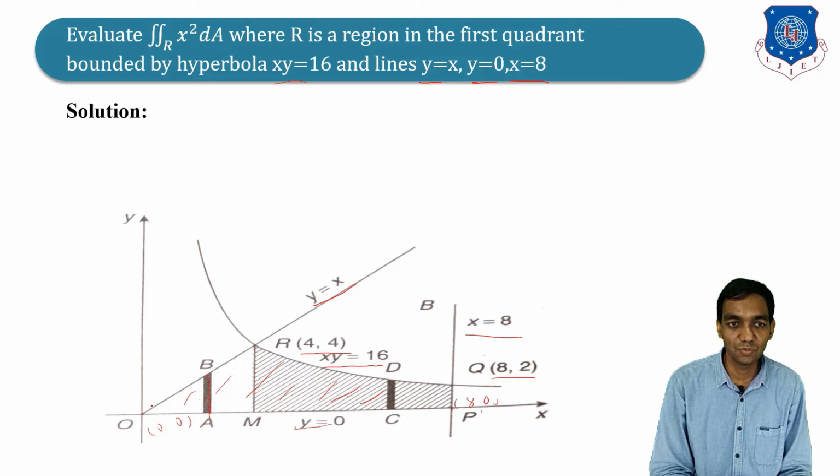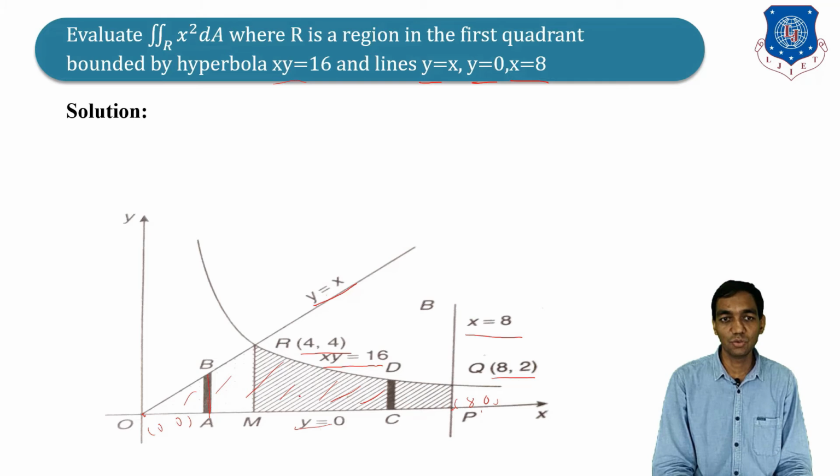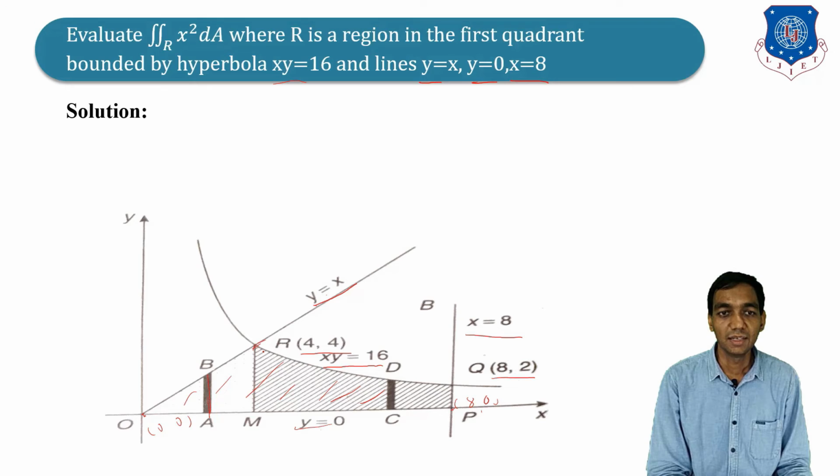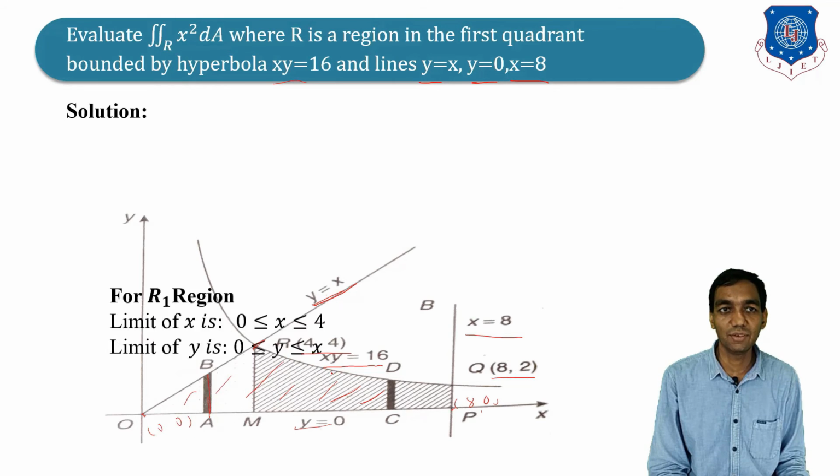Now if you are going to move this strip from minimum to maximum value, that means from 0, 0 to point P, then your upper curve is going to be on this point. After this point, the curve is going to change. First, the upper point B is moving on the line y equals x. After this point, we are going on to the curve xy equals 16. So now we have two regions.